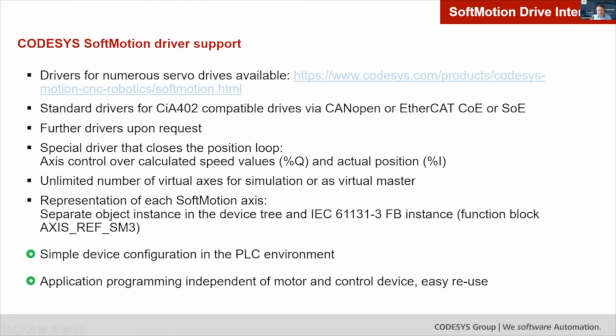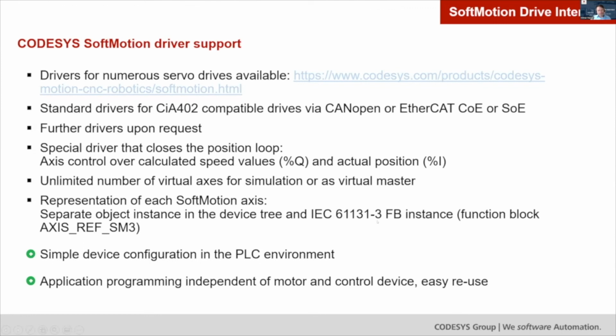We have the virtual axis for simulation or as virtual master, and we have an unlimited number of these. You can add as many as you like. And so the representation of each SoftMotion axis is always the same, and this has a huge benefit because it separates the application from this field level. That means when you have to replace one servo axis with another type or manufacturer, you can still keep the application as it is, because there is this abstract interface between.